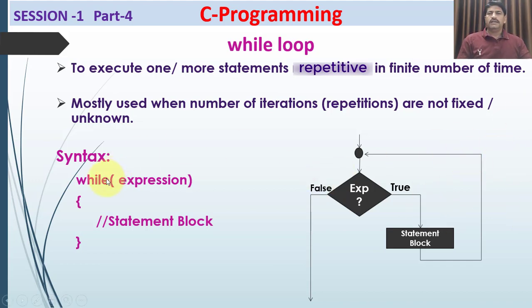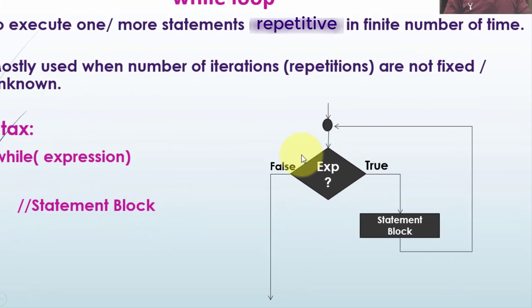Here the condition is a conditional expression. The value of this conditional expression is either true or false. If this condition is true, then this statement block is executed. And when the condition is false, the while loop is terminated. So this is the flowchart of this while loop.